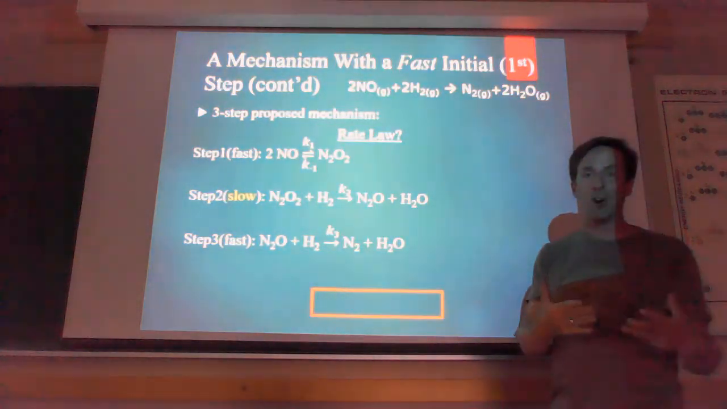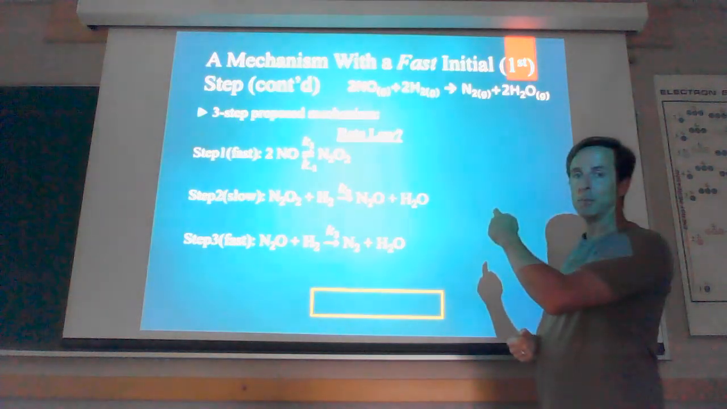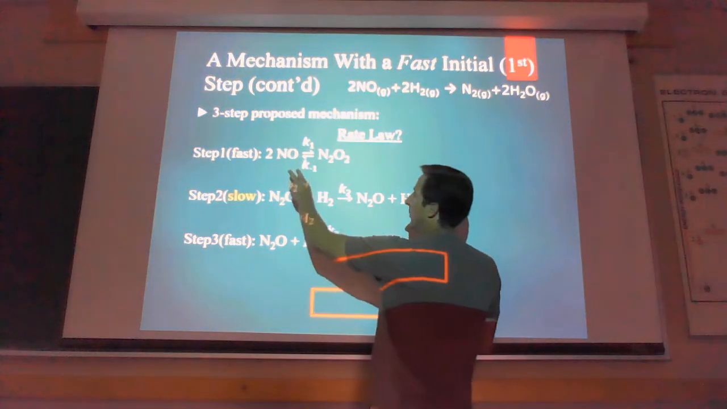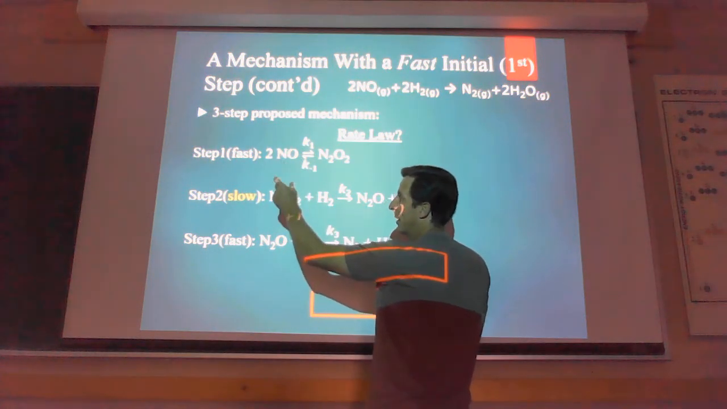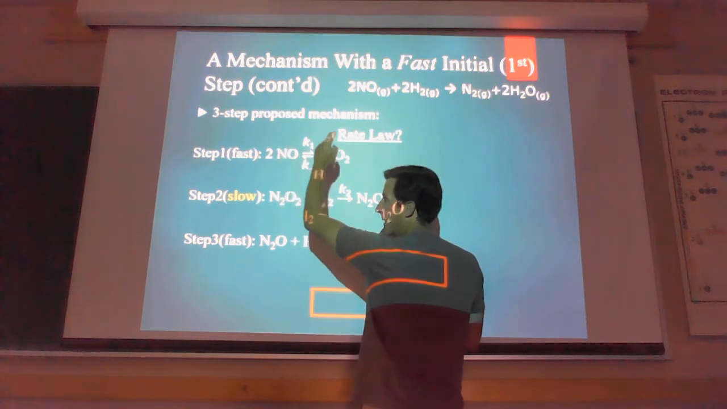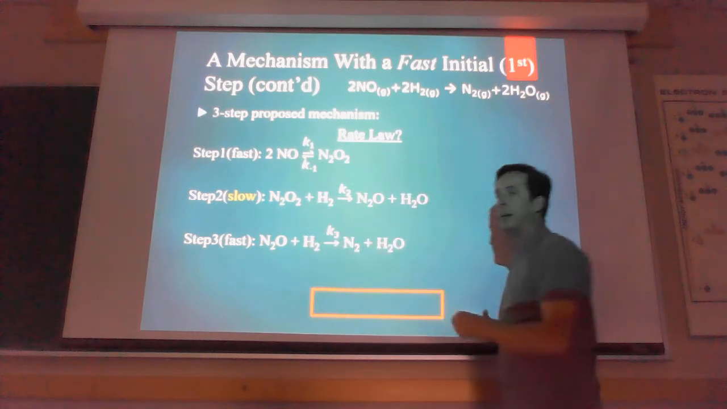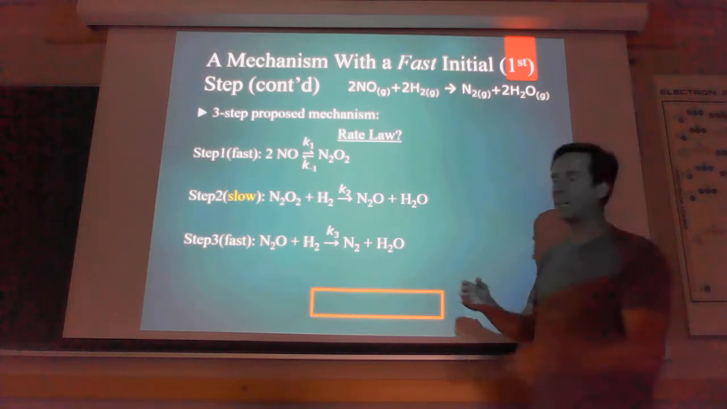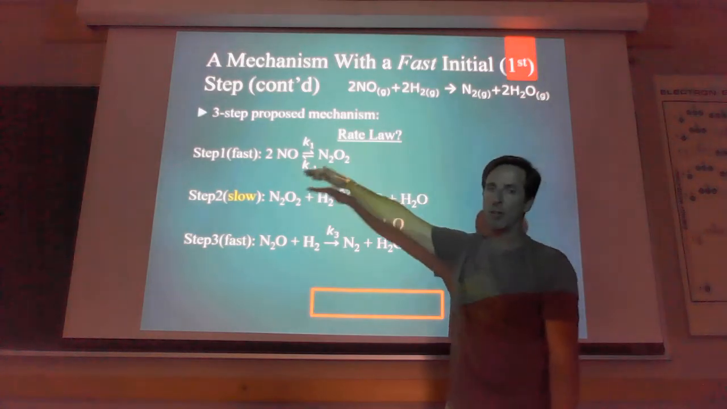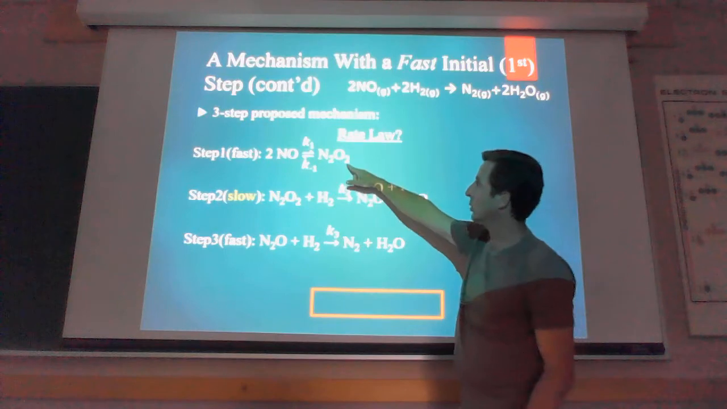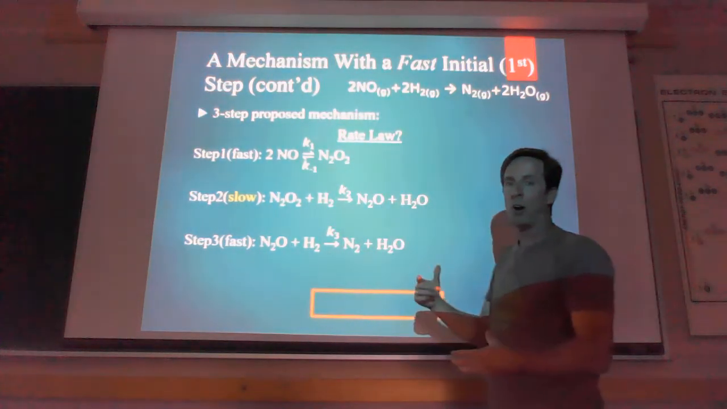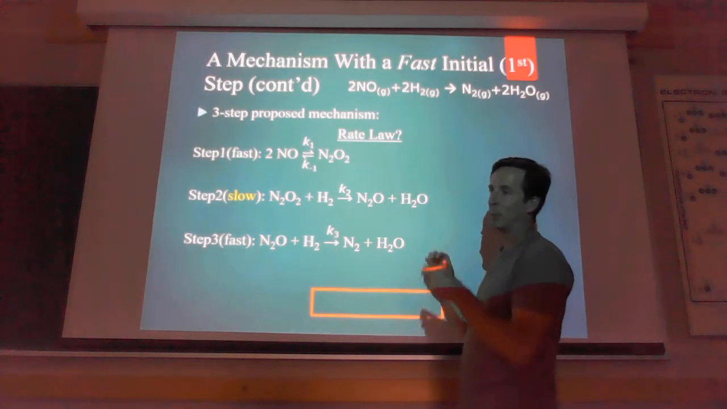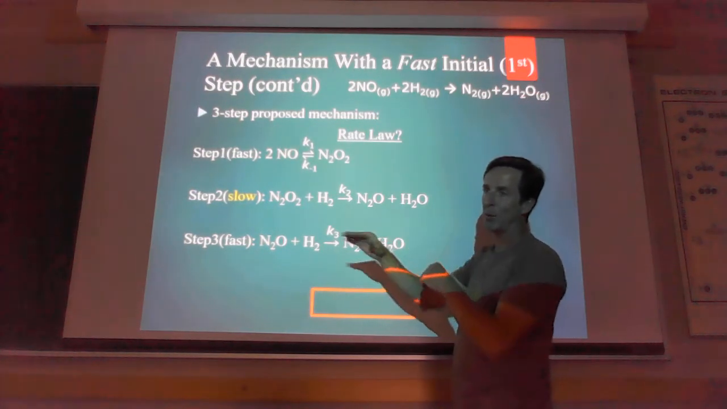I could write a rate law for the forward reaction. That would be the rate of the forward reaction is going to equal k1 times [NO] squared. Okay? Then I can also write a rate law for the reverse reaction. For the reverse reaction, that means I'm starting on the right and I'm going to the left. The reactant is N2O2. So the rate law is going to be, the rate constant is still the first reaction, so we call it k1, but since we're going backwards, we're going to call it k minus 1.